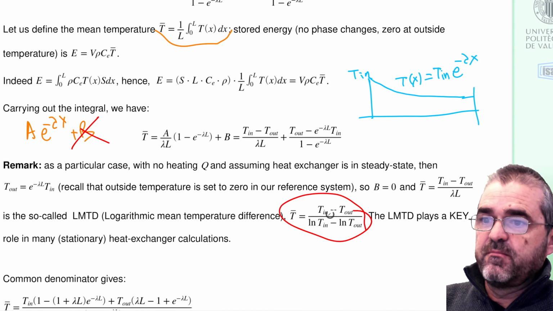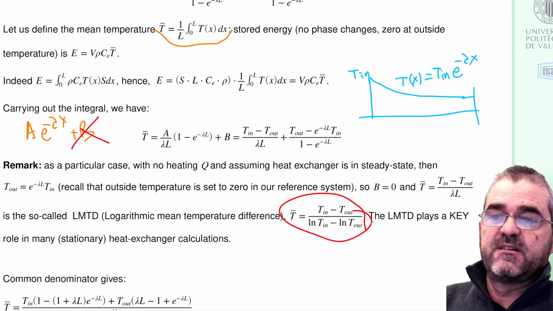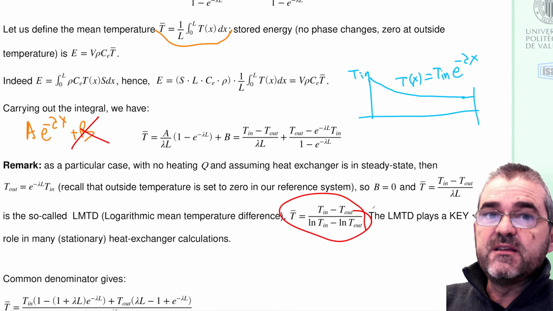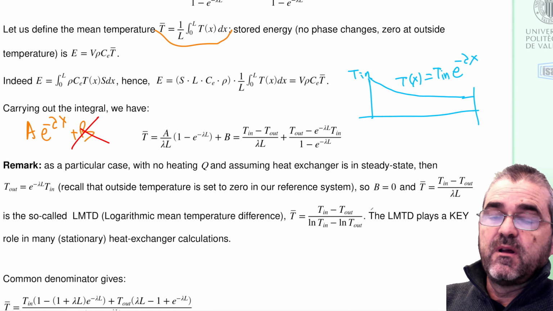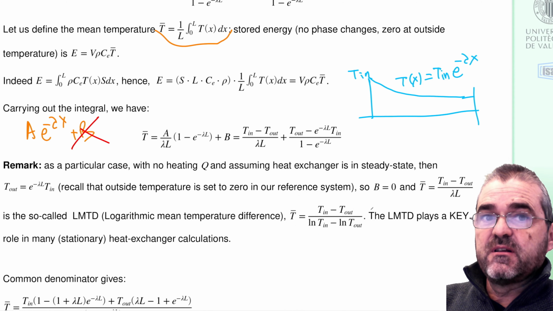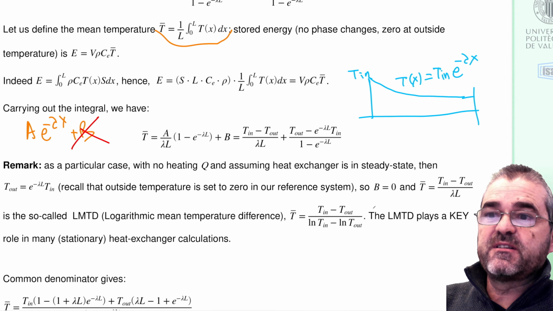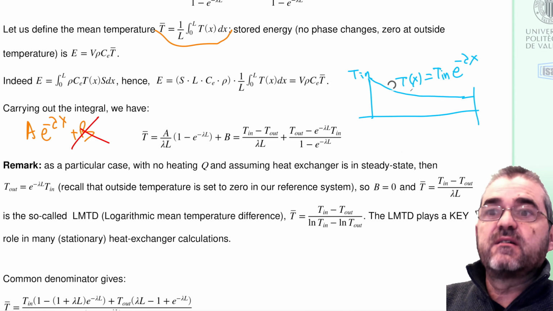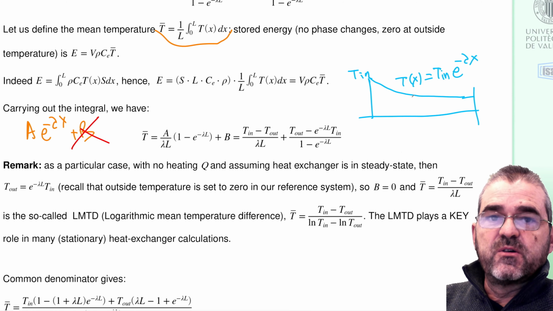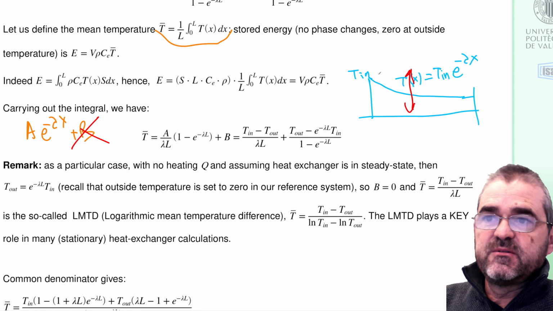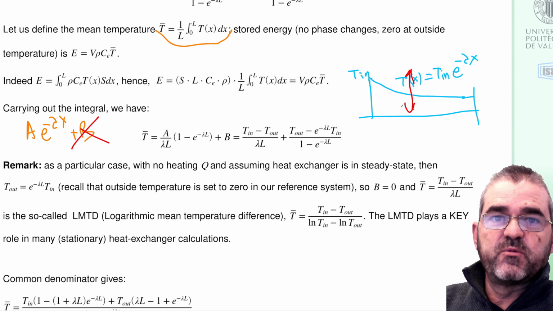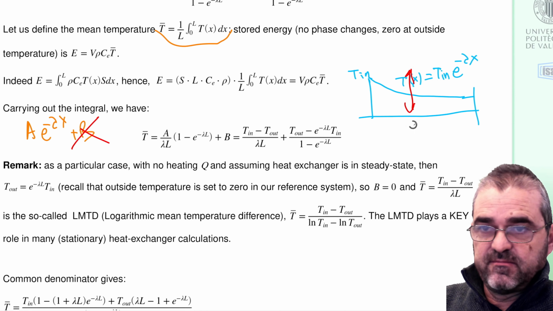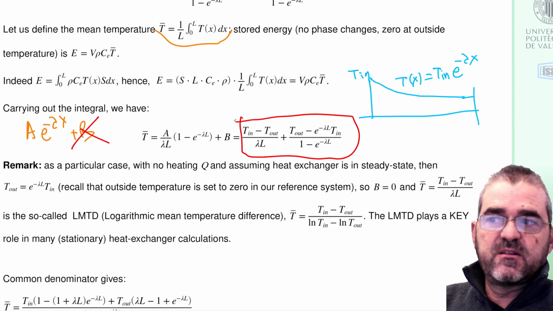This logarithmic mean temperature difference plays a key role in many heat exchanger formulae, but our result is more general because we include the possibility of heating, and we are sort of extrapolating this thing to a transient, so this thing will move up and down based on the heating or the change of inlet temperature with exponentials in time. So we'll stick with this formula.